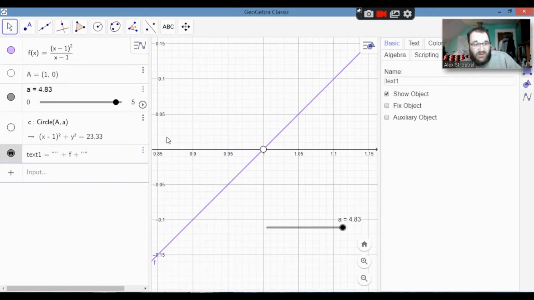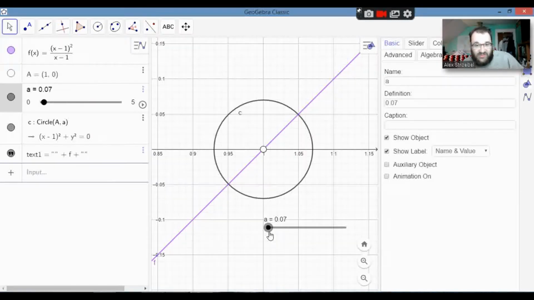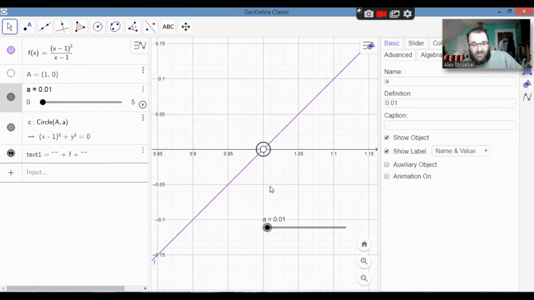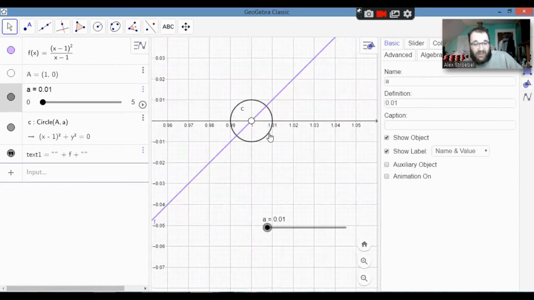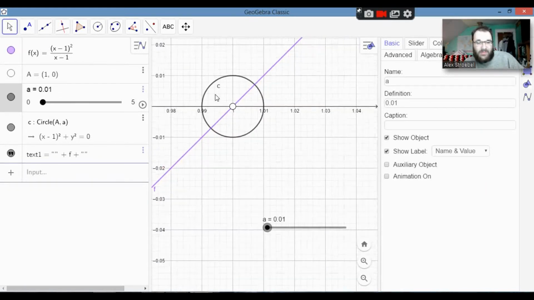And no matter how close you zoom in onto the graph, you can see that there's always going to be some circle around the point such that there is part of the graph in there, right?